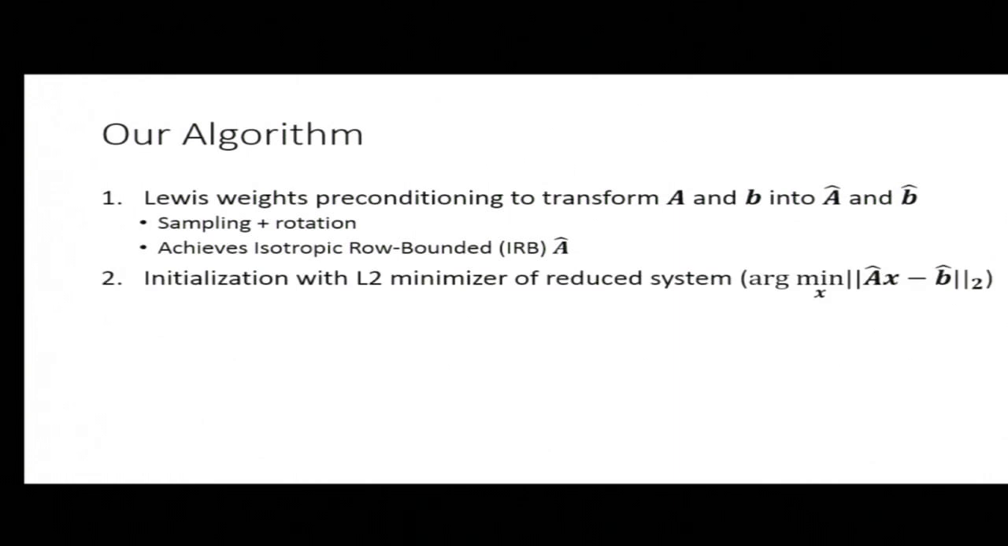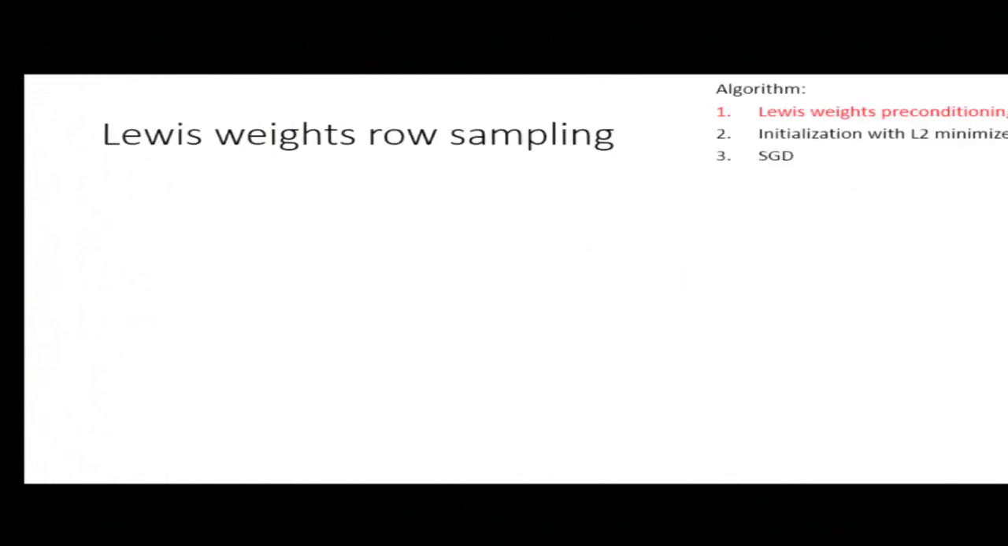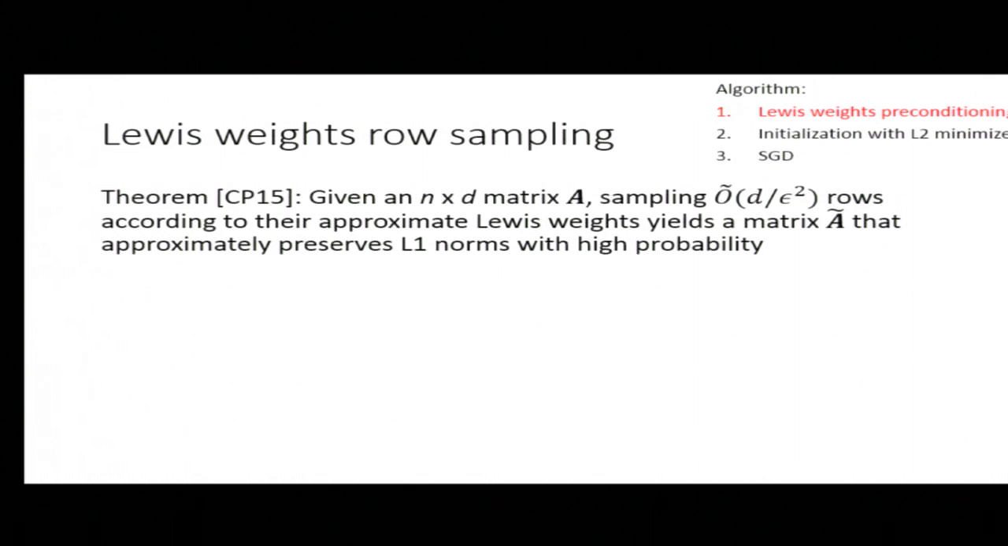The second part is just a simple initialization with the L2 minimizer. So we're trying to find the L1 minimizer, but the L2 minimizer is a good place to start. And then we're going to just run whatever stochastic gradient descent method you want. So first I'll talk about Lewis weights row sampling.